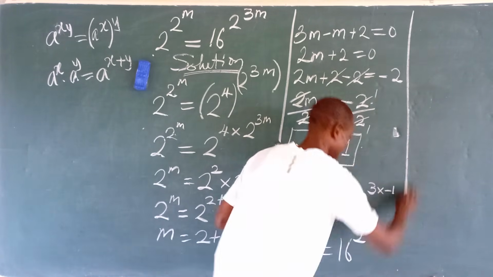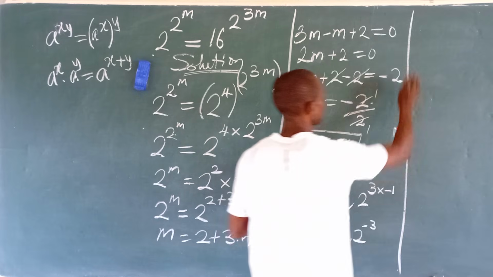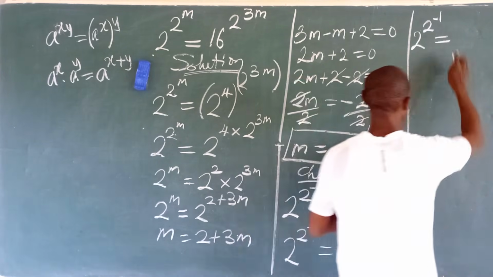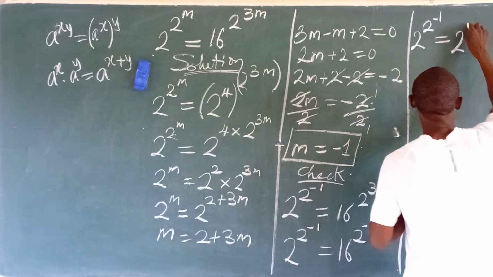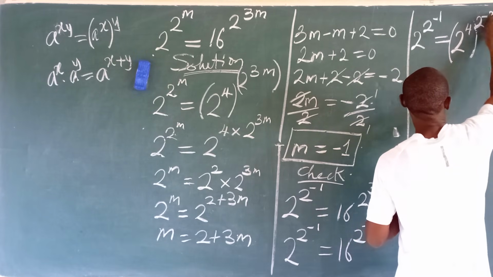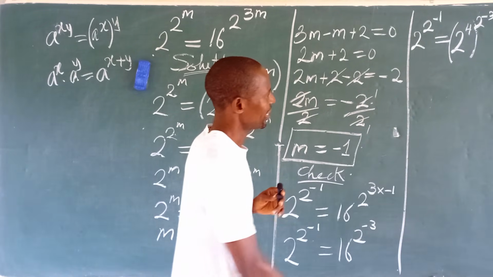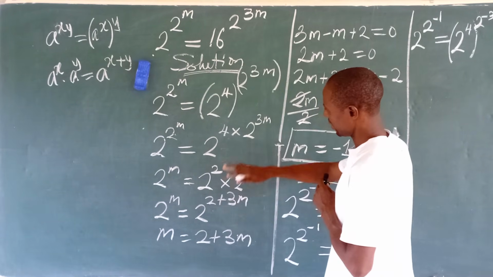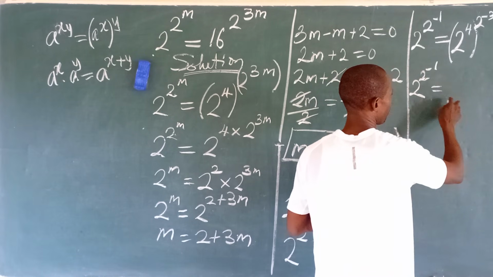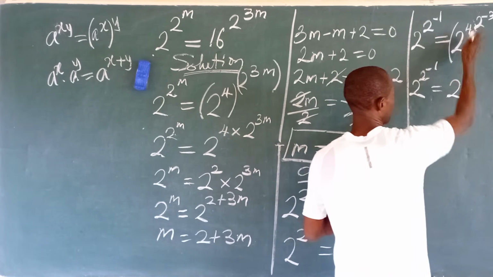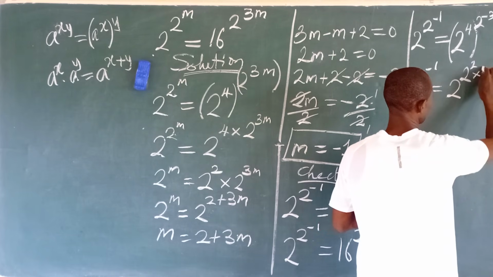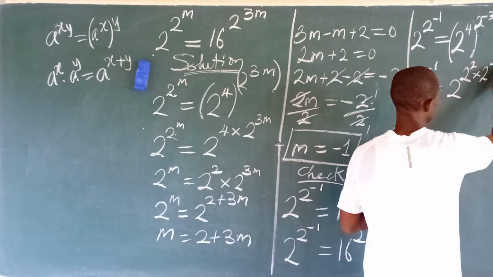Again, let's keep this side. We have 2 to the power of 2 to the power of minus 1 equal to 16, which could be written as 2 to the power of 4, in bracket, raised to 2 to the power of minus 3. If we multiply like we did the other time, this gives us 2 to the power of 2 minus 1 equal to 2 to the power of 2 times the existing 2 to the power of minus 3.